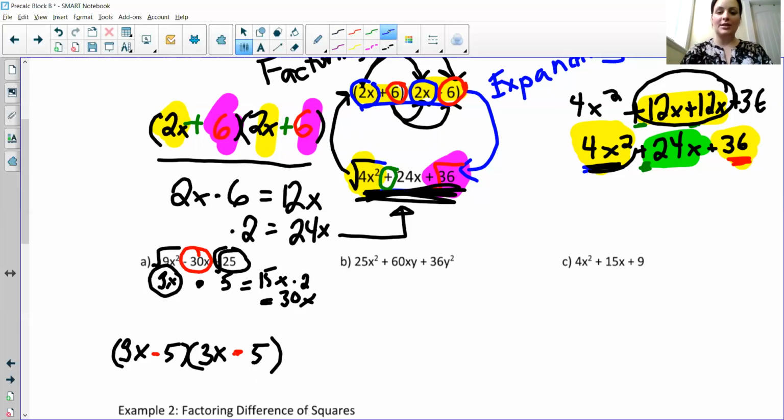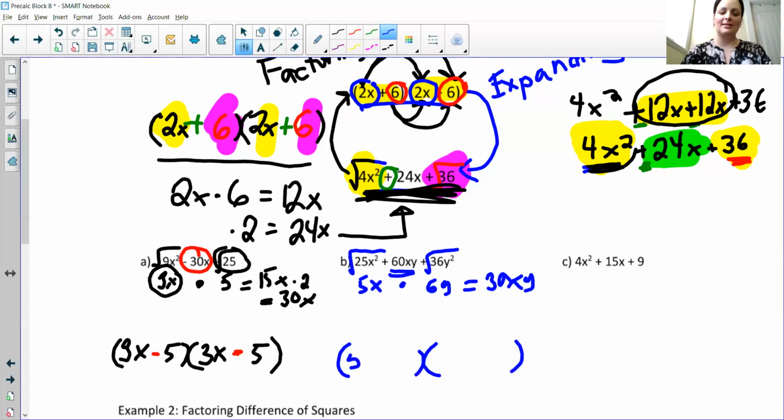Okay. First things first, let's go with B. The square root of 25x squared is 5x. The square root of 36y squared is 6y. 5x times 6y is 30xy. If we multiply that by 2, do we get this middle term? Yes. So it's a perfect square, so we can put it straight into our factor bracket.